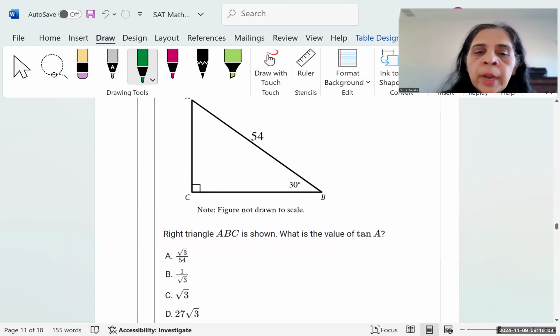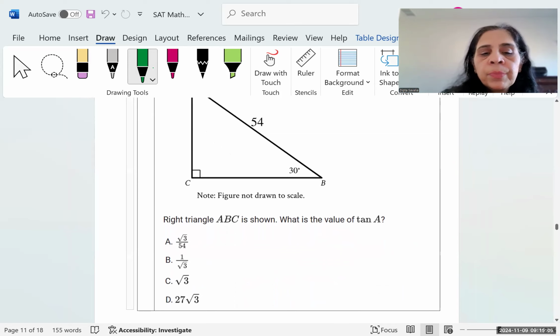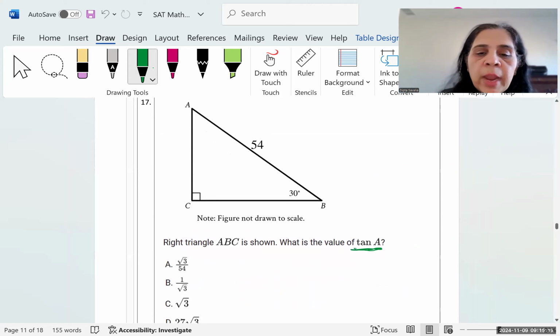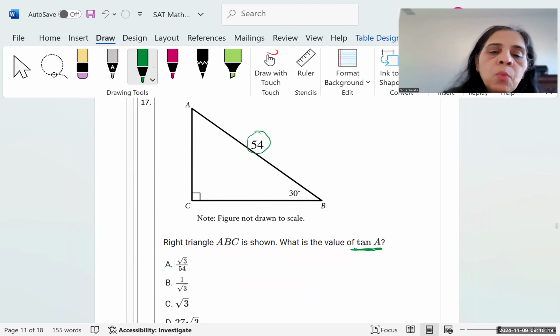All right, we have a right triangle. It says right triangle ABC. So what is the value of tangent A? So we have trigonometry. Let's see first what we can find here. We will do it step by step. We only have one side length given and one angle. So let's see how we can find these two lengths.